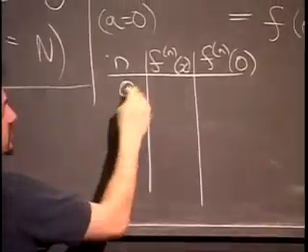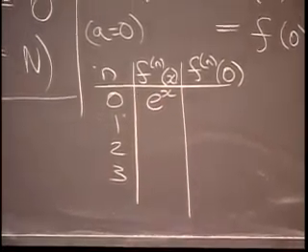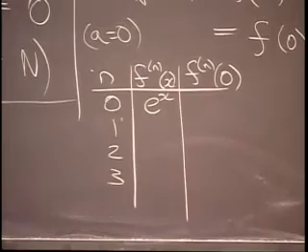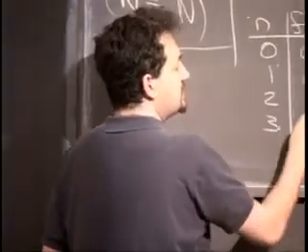So the function itself is e to the x. Remember, the function is the 0th derivative. It's the same thing. 0th derivative, take no derivatives. You just get your function. However, the first derivative is e to the x. The second derivative is e to the x.